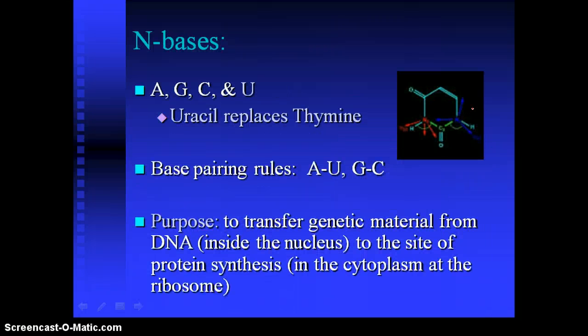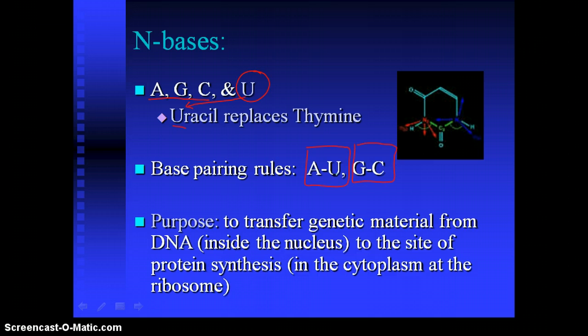So our nitrogen bases, you have a spot to put this in as well. We have adenine, guanine, cytosine. These are the same as DNA. And then we have another one called uracil. And so uracil here is the U, and it replaces thymine. So the base pairing rules are now AU and GC. GC is still the same, but this U took the place of the T.